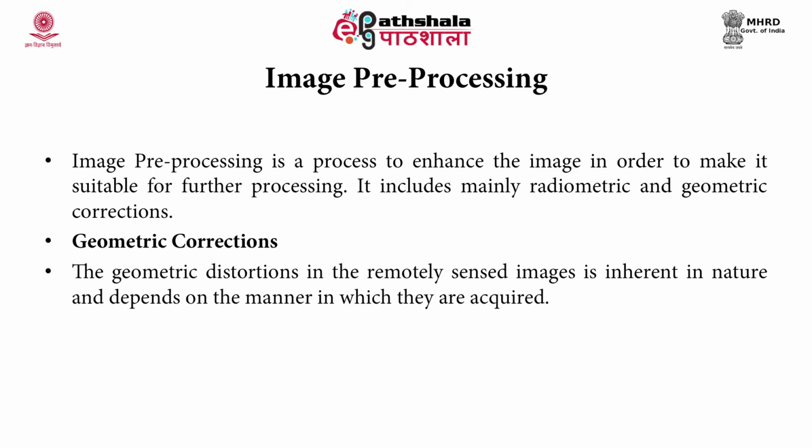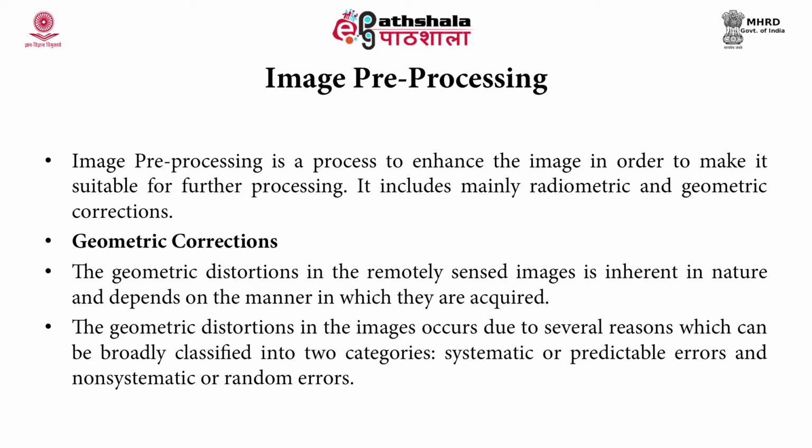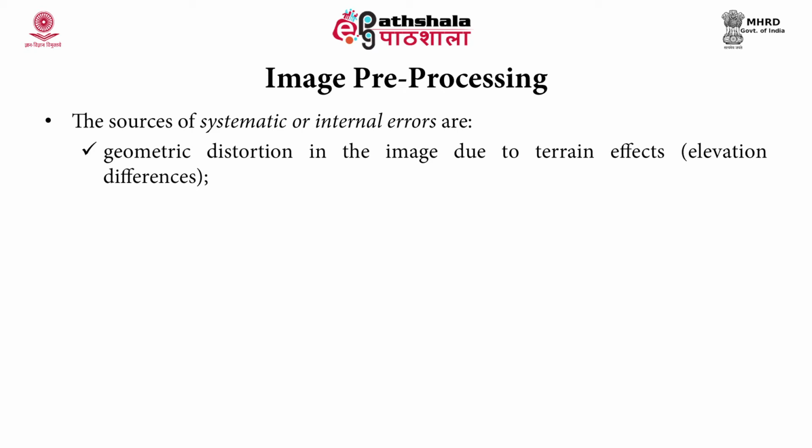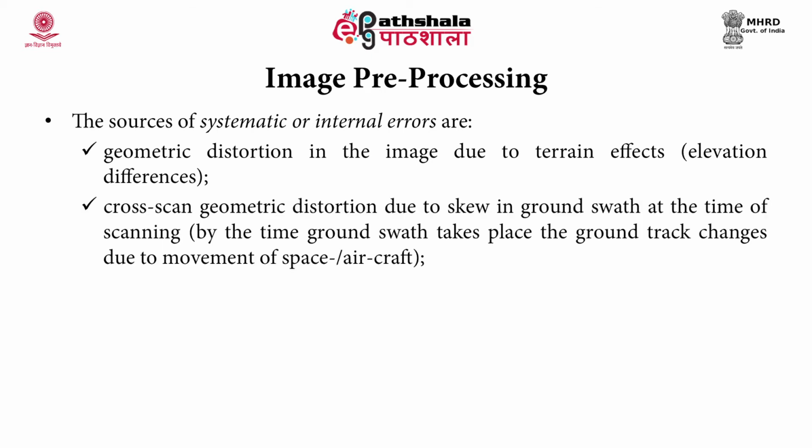The geometric distortions in remote sensed images are inherent in nature and depend on the manner in which they are acquired. The geometric distortions in the images occur due to several reasons which can be broadly classified into 2 categories: systematic or predictable errors and non-systematic or random errors. The sources of systematic or internal errors are: the first is geometric distortion in the image due to terrain effects such as differences in elevation. The second is cross scan geometric distortion due to skew in ground swath at the time of scanning.